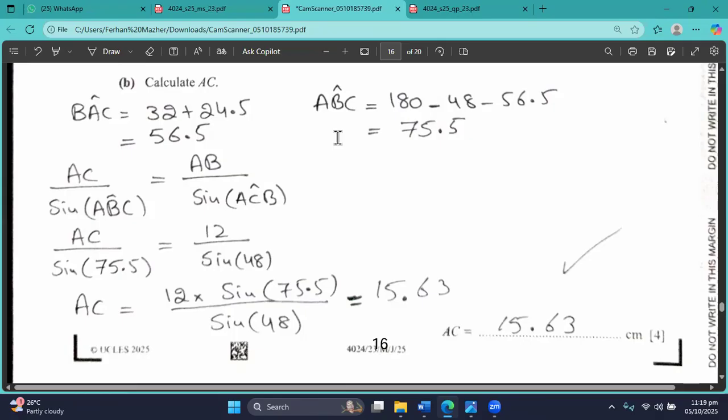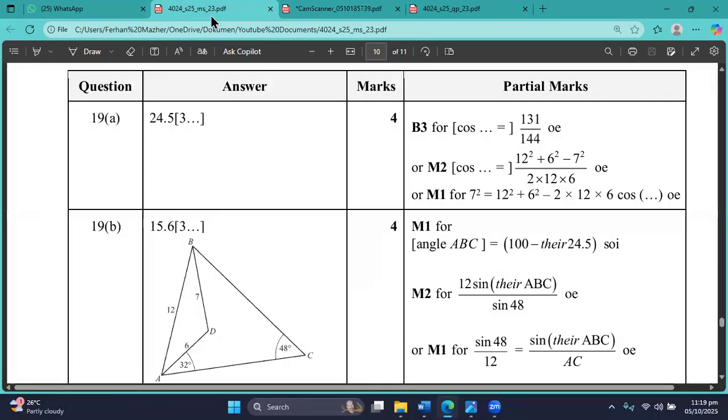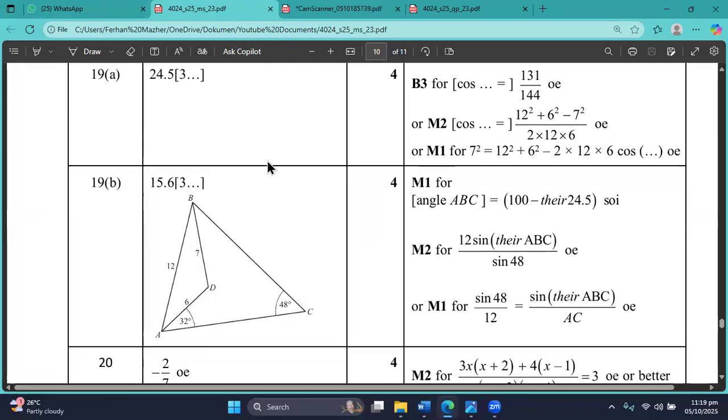The AC divided by the sine ABC angle equals the AB side divided by the sine ACB. So AC, I want to find out, the sine of the ABC angle is 75.5, equals 12, AB is 12, divided by the sine of the 48. So the AC side will be equal to 12 multiplied by sine 75.5 divided by sine 48, and that will be 15.63. It's a 4 marks question. 15.63 is the answer, sir.